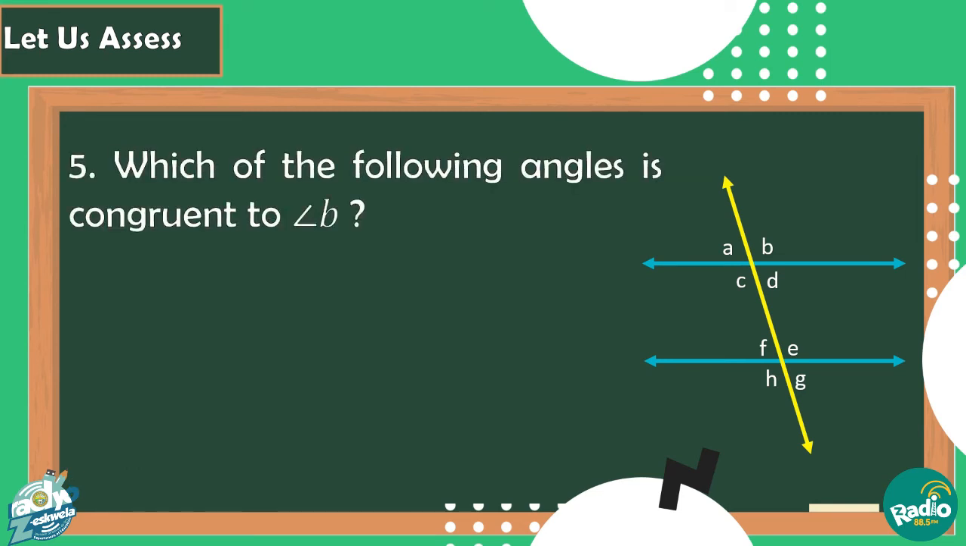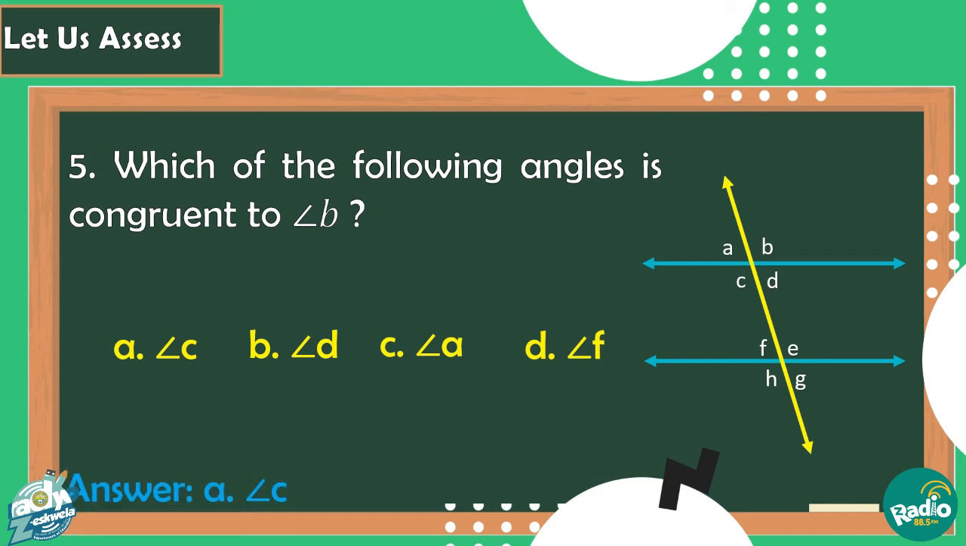And last item, which of the following angles is congruent to angle B? A. Angle C, B. Angle D, C. Angle A, or D. Angle F? The answer is A. Angle C.